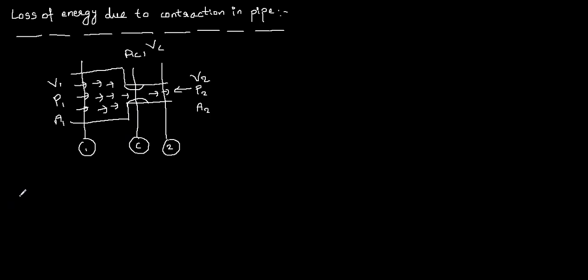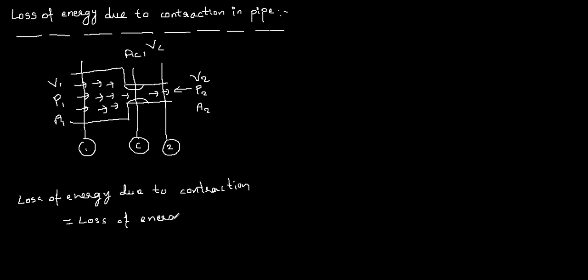So that means here we can write it as loss of energy due to contraction. Okay, loss of energy due to contraction can be written as again loss of energy due to enlargement in the cross-sectional area of the flow from C to 2. Okay, so the loss of energy due to contraction I want to assume it as HC.